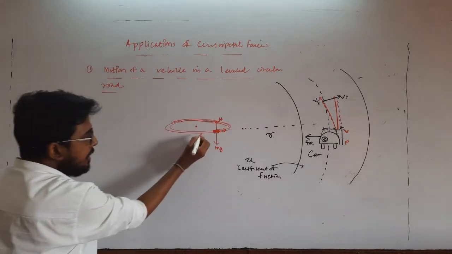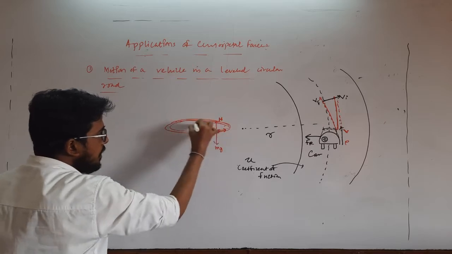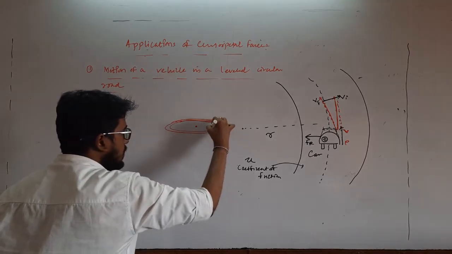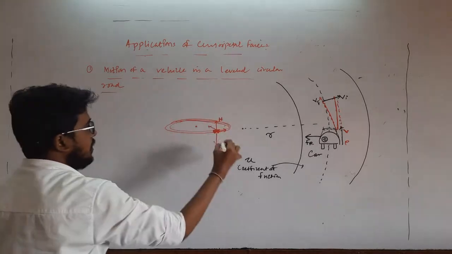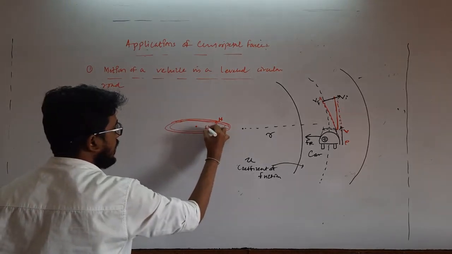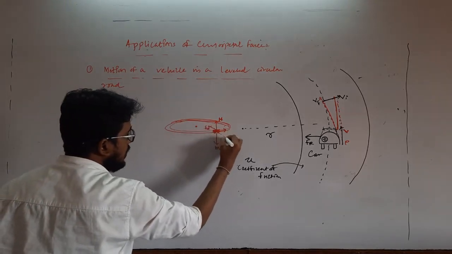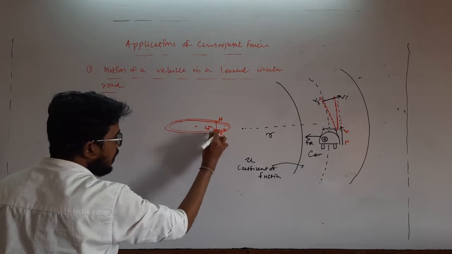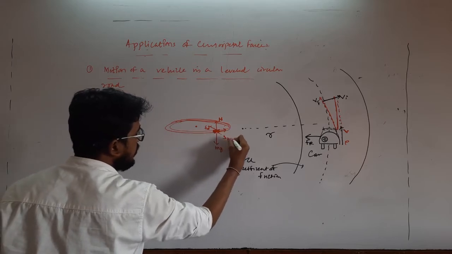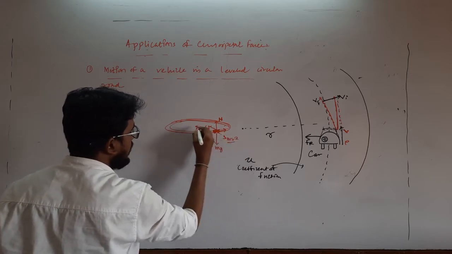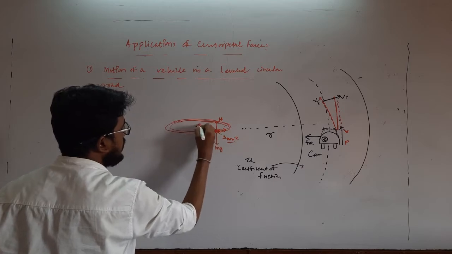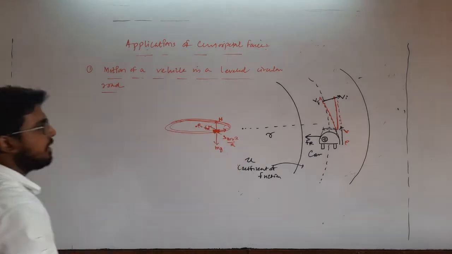Clear? And due to taking this circular path along the radius, that means along this direction, the required frictional force will act, which will cancel out the centrifugal force acting on this vehicle, which will be equal to mv square by r. If this circular path has radius r, it will be mv square by r.